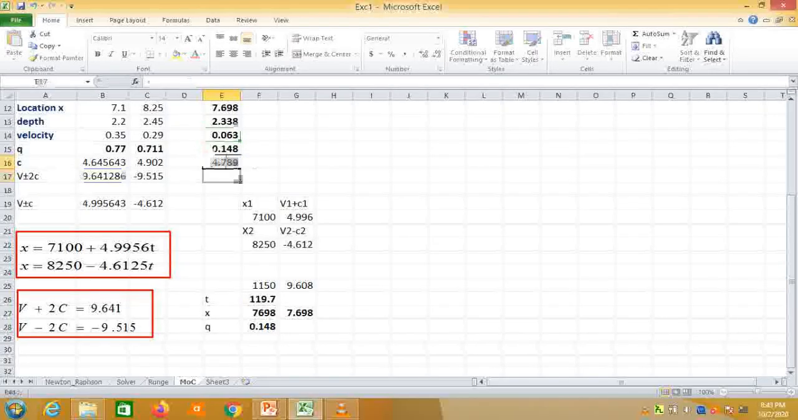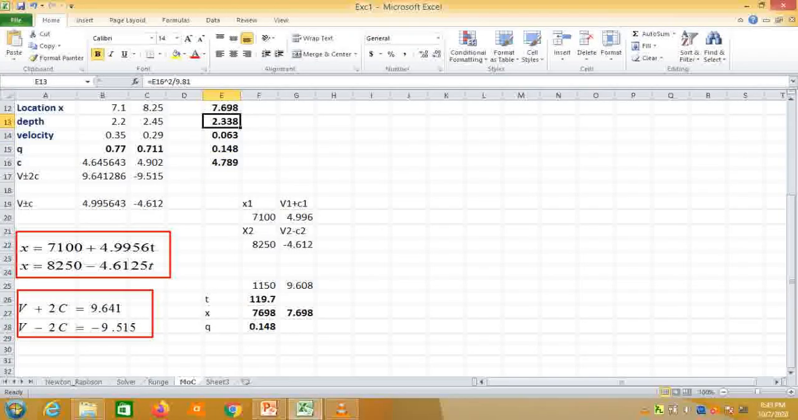So we have obtained already the velocity to be 0.06, the celerity to be 4.789, and then you can obtain the depths, because celerity is equal to square root of g times d. So c squared divided by g shall give you the depths. So the celerity squared divided by acceleration due to gravity shall give us the flow depths. So the flow depth is going to be at the intersection point 2.338.